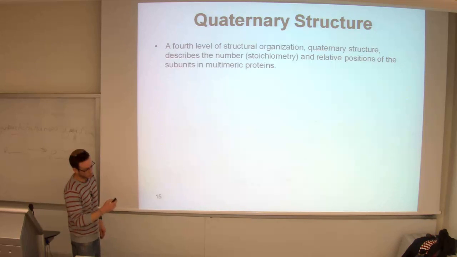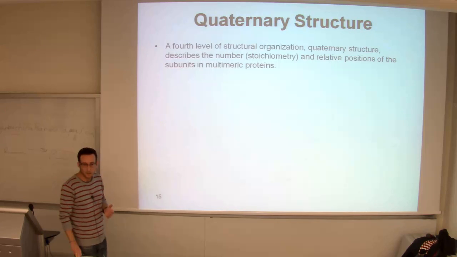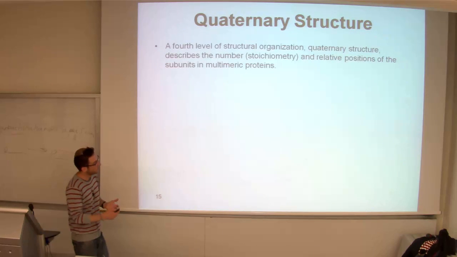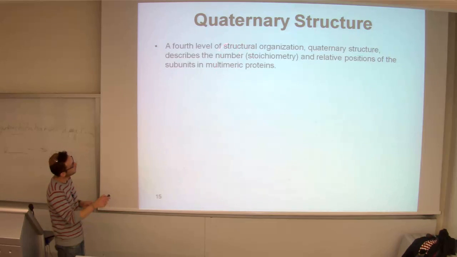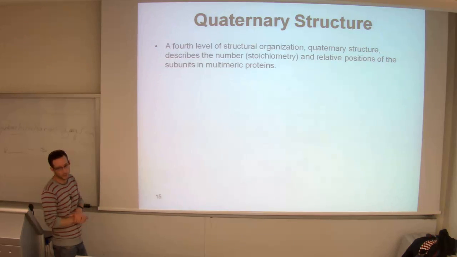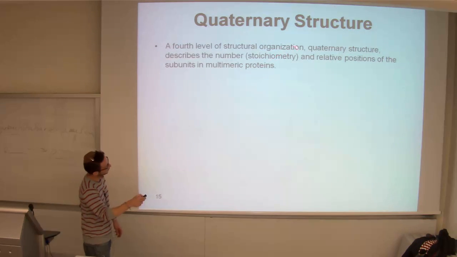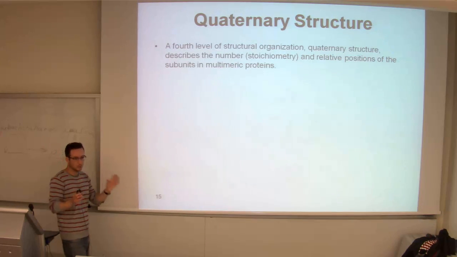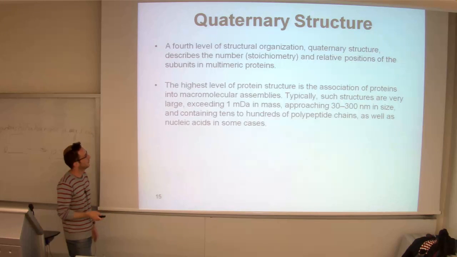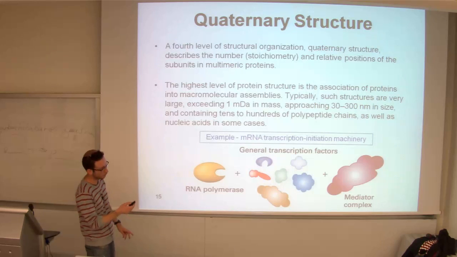And the quaternary structure: some proteins are not built from a single polypeptide chain, but from two or more. For them, the quaternary structure describes the number of polypeptide chains, also called in chemistry stoichiometry, and the relative position of the subunits in relation to one another. Again, the orientation between them. So this is the high level of description of a protein structure.